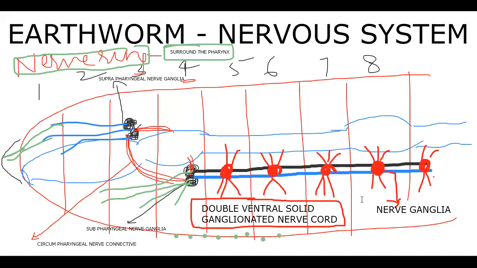Epidermal receptors are present, shown with the dots here. Epidermal receptors are present in the epidermis on the ventral and lateral sides of the earthworm, to receive ground vibration. Next, buccal receptors. Buccal receptors are present in the buccal cavity for the taste of the food material.